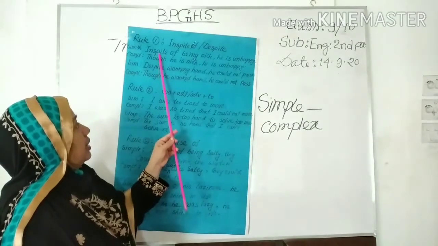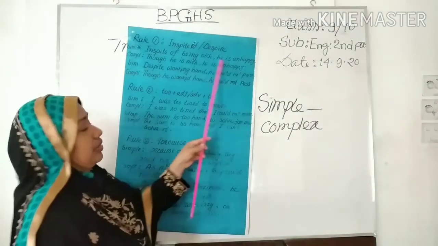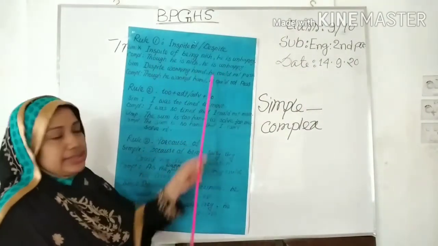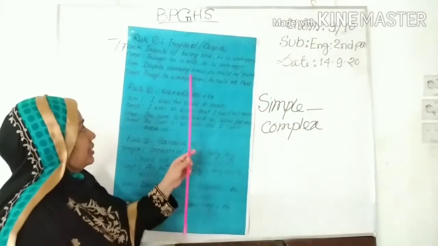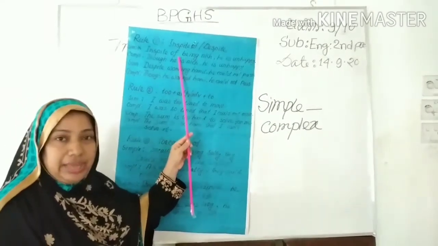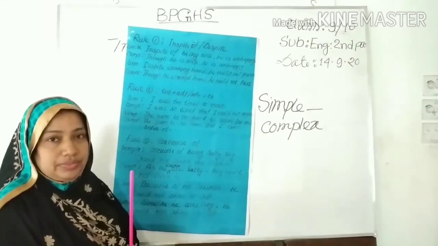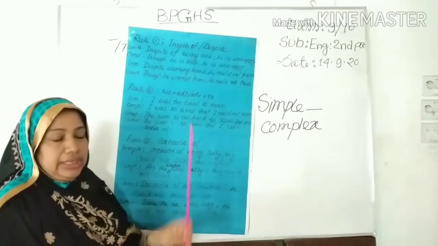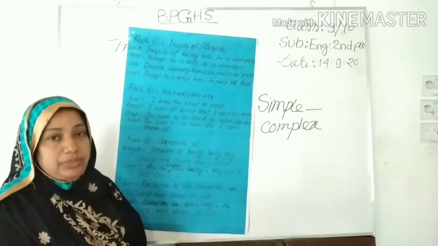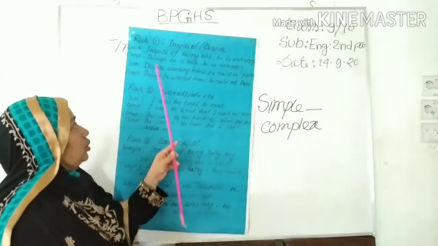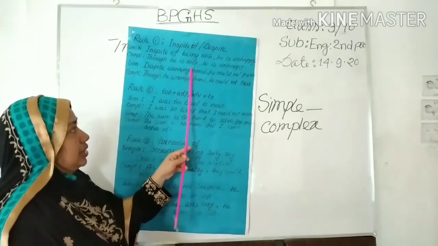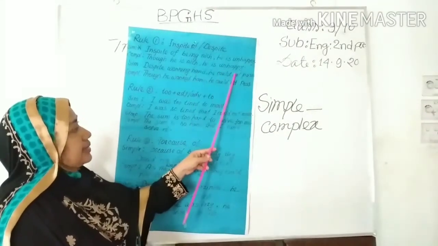Look at the example again. In spite of being rich, he is unhappy. If I want to make it complex, I will write, Though he is rich, he is unhappy. Yes, you can understand. In place of in spite of, I have used though. So in any sentence, if you find in spite of or despite, you will have to change it. You will have to use though in place of in spite of. Though he is rich, comma, he is unhappy.